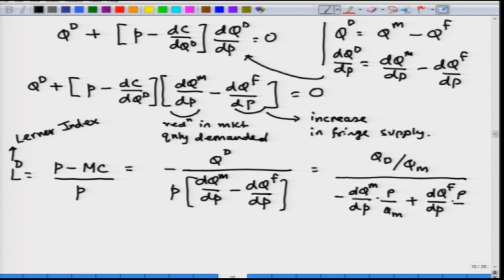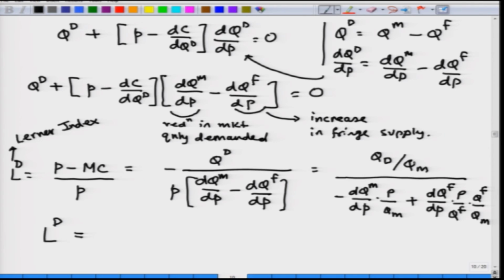Since I want to have some measure of elasticity, let me put a QF here, then I can multiply with a QF there also, and as before I had a QM on top. So, we are doing an algebraic manipulation wherein we have divided both the numerator and the denominator by Qm, and we have Qd divided by Qm, and in the denominator we have minus dQm dP, P divided by Qm plus the second term. So, essentially LD, the Lerner index of market power for the dominant firm.